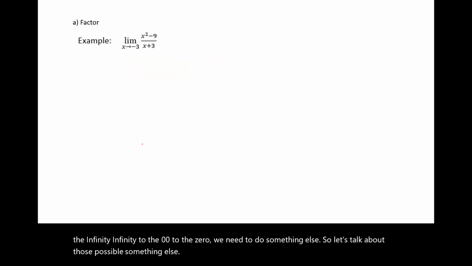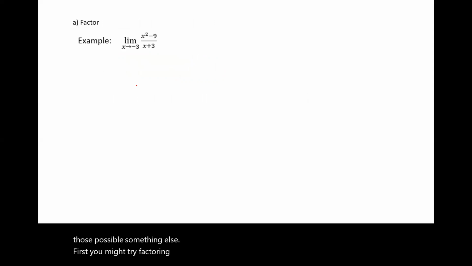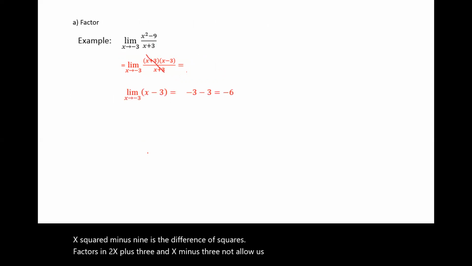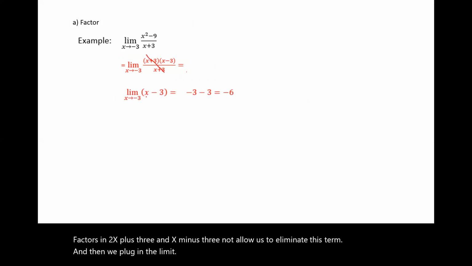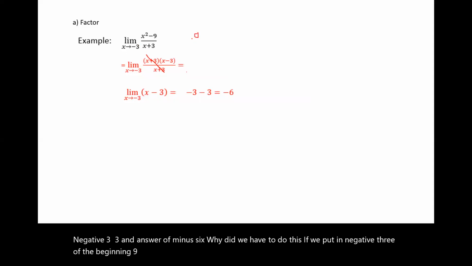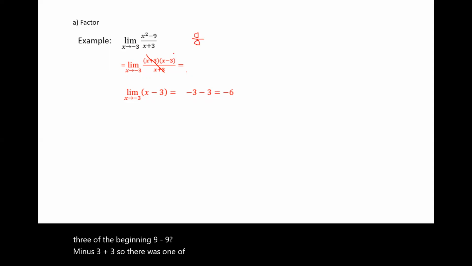First, you might try factoring. An example of this one. X squared minus 9 is the difference of squares. Factors into x plus 3 and x minus 3. That'll allow us to eliminate this term. And then we plug in the limit. So negative 3 minus 3, an answer of minus 6. Why did we have to do this? If we put in negative 3 at the beginning, 9 minus 9 over minus 3 plus 3. So there was one of our indeterminate forms. So factoring is very useful.